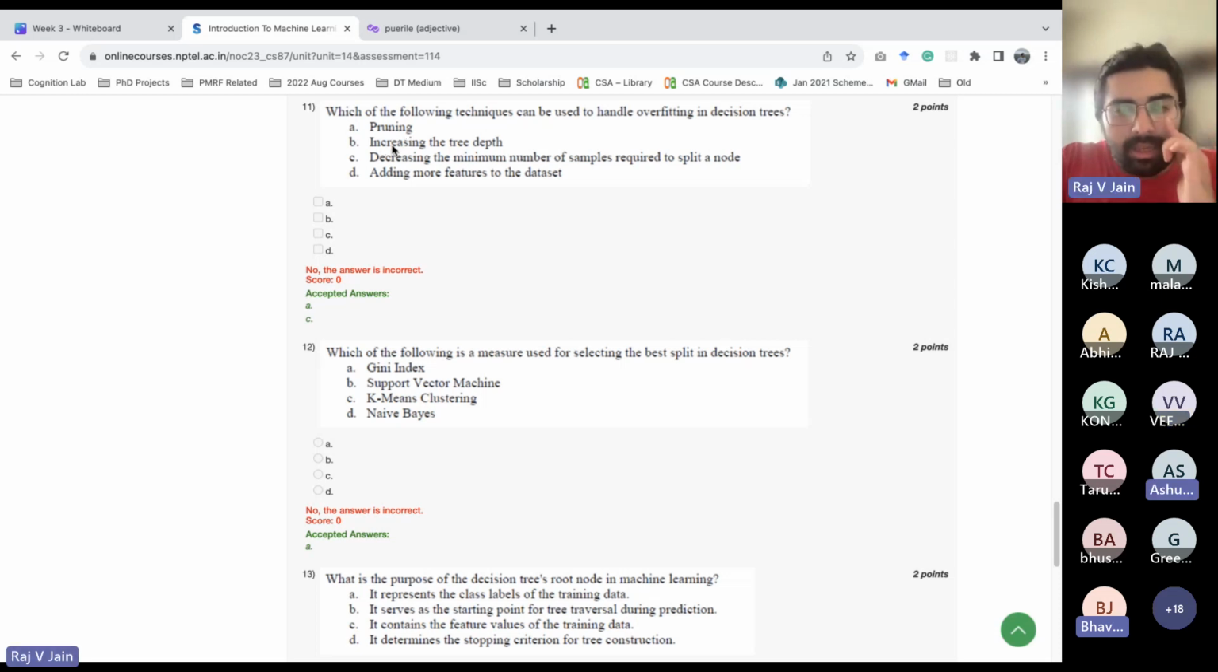Okay. Then increasing tree depth, does it handle overfitting? No, it increases overfitting. We want a shorter tree, a shorter bias. So we want shorter trees to handle overfitting. Fine. Now, decreasing the number of samples required to split a node, is that going to handle overfitting or increase overfitting? Handle overfitting, because it's a stopping criterion while creating the model. Correct. But we're talking about decreasing the number of samples. So that is not right.